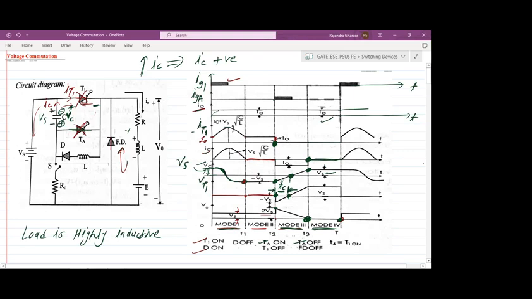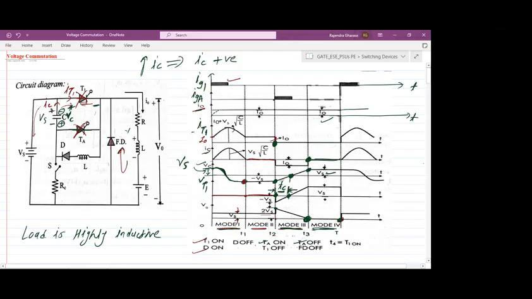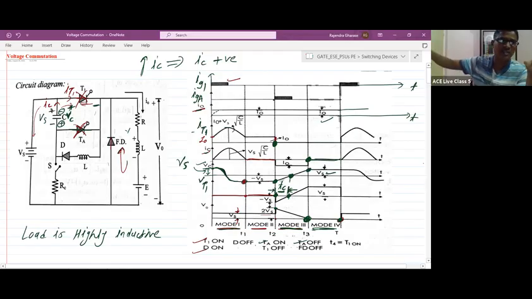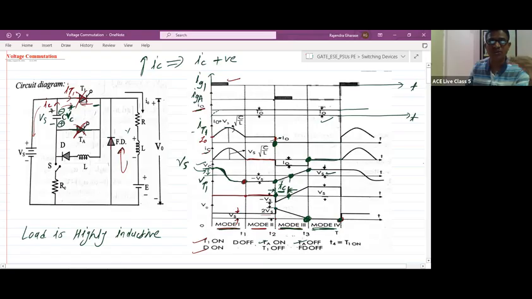Sir, the holding current is less than or equal to the anode current? For turn off, it is only less than. For turn on it is less than or equal to. To maintain the on state, the anode current should be greater than or equal to the holding current, which means the minimum value should be equal to the holding current. But in order to turn off, the anode current should be less than the holding current, right?